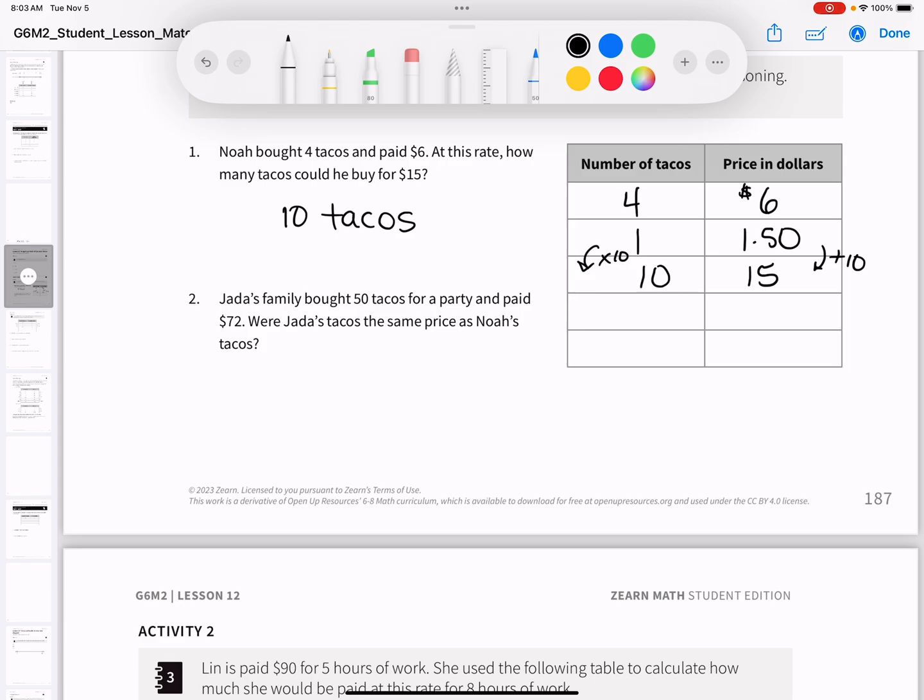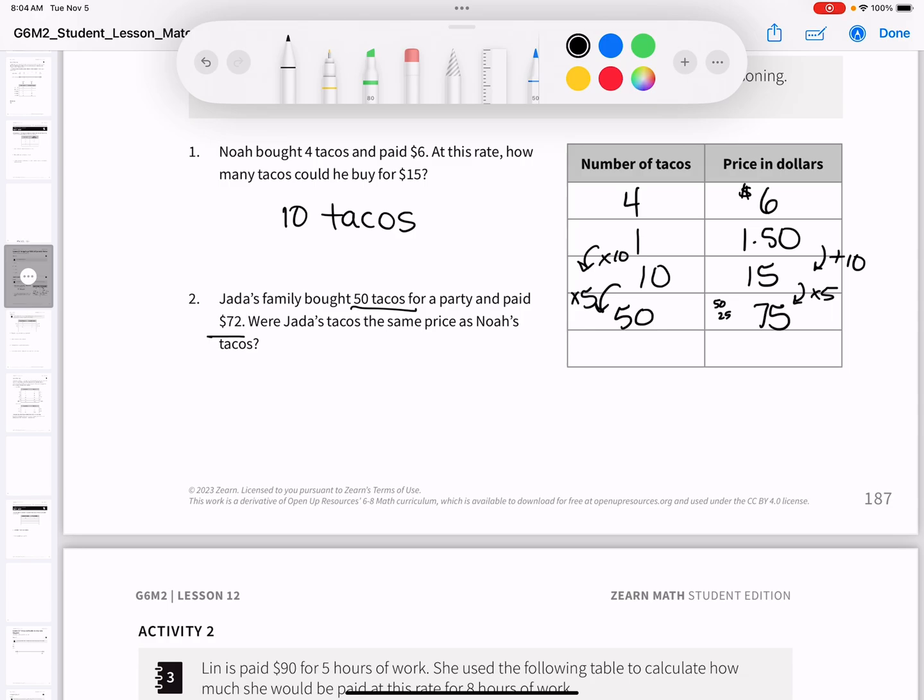Jada's family bought 50 tacos for a party and paid $72. Were Jada's tacos the same price as Noah's tacos? Well, we know 10 tacos. How do we get to 50 tacos? We're going to multiply by 5. So we're going to do 15 times 5. Well, 10 times 5 is 50. 5 times 5 is 25. So 50 plus 25 is 75.